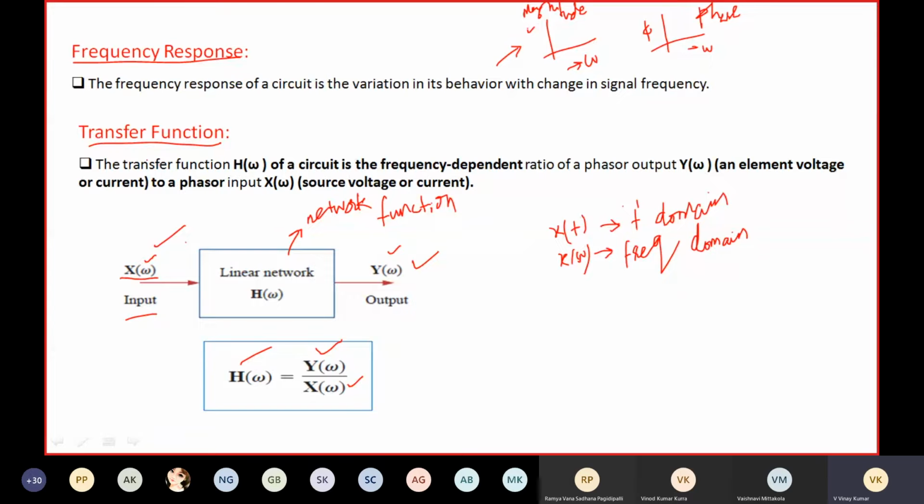The transfer function H of omega of a circuit is the frequency dependent ratio of the phasor output Y of omega to the phasor input X of omega. It is the ratio of output to input, called the transfer function in the frequency domain.